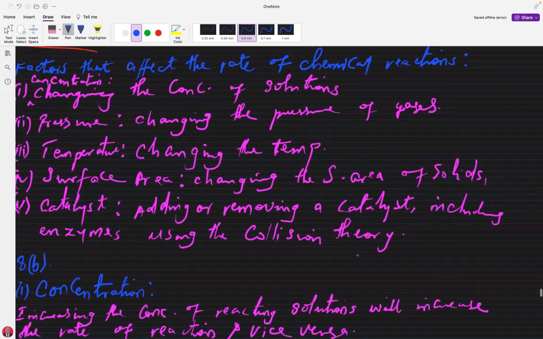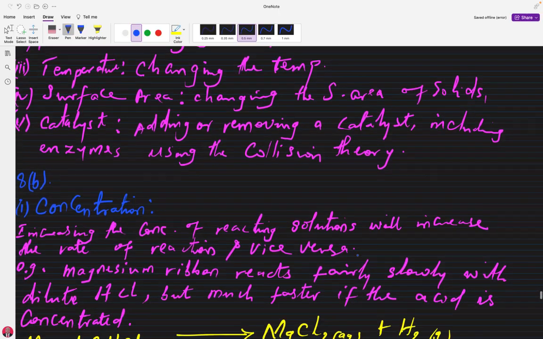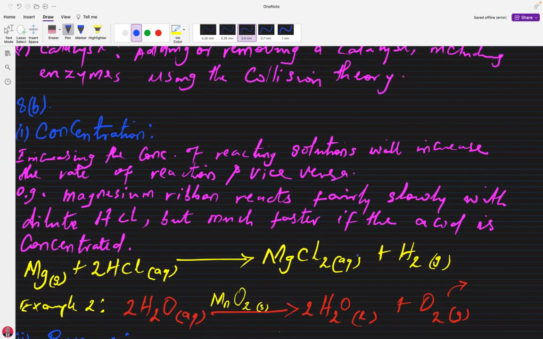So you have 5 different factors that can affect the rate of reaction. We talked of concentration, pressure, changing the temperature, surface area, and catalyst. We started with concentration by saying that increasing the concentration of a reacting solution will increase the rate of a reaction, and vice versa. We're using magnesium ribbon in acid. Increasing the concentration of the acid will increase the reaction, as I explained. So if the hydrochloric acid is concentrated, more of the gas is going to be produced very fast. The reaction is going to go faster than it is in dilute acid.